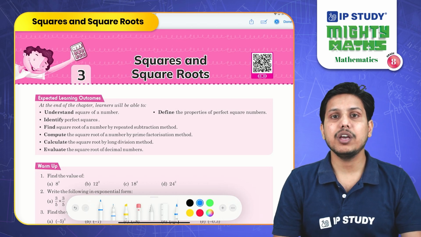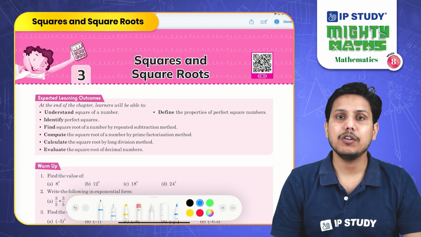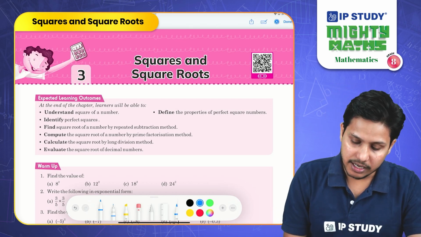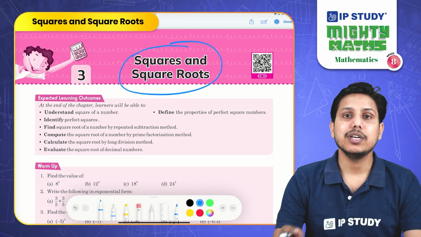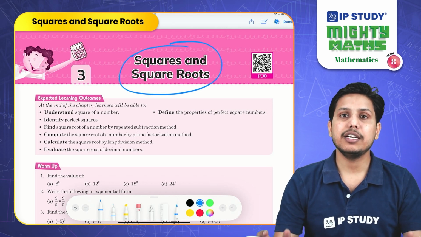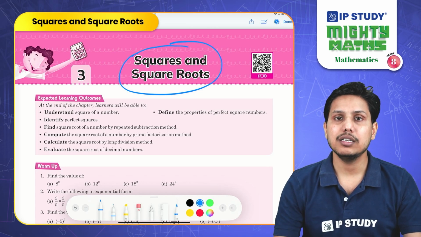In this video, we are going to cover the third chapter of grade 8 mathematics, and the name of the chapter is Squares and Square Root. Students, first of all, let us see what are the different topics we are going to cover under this chapter.